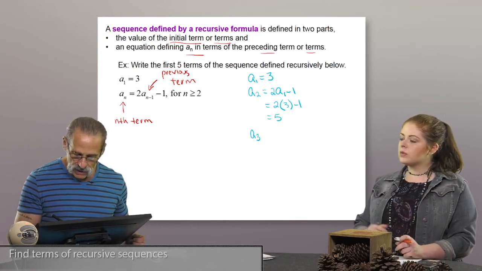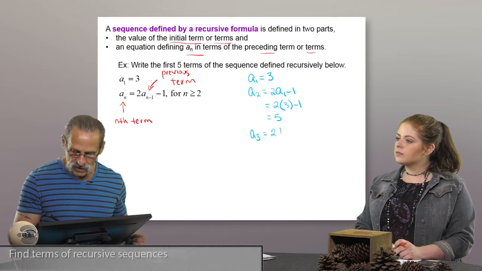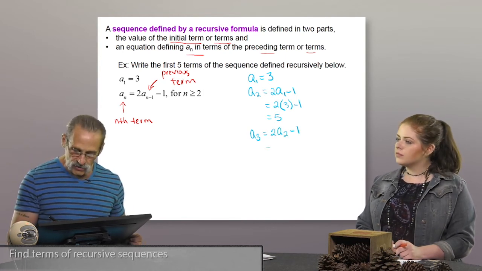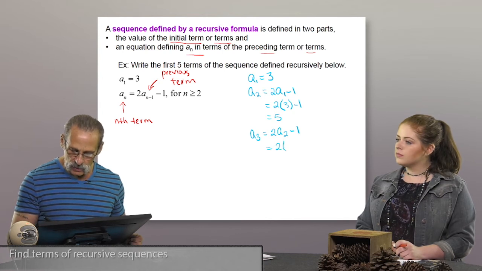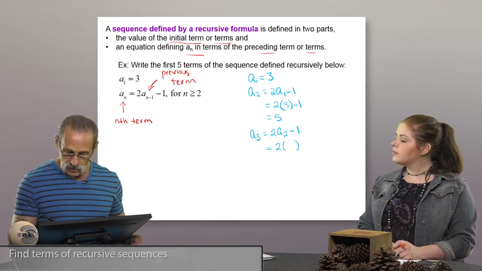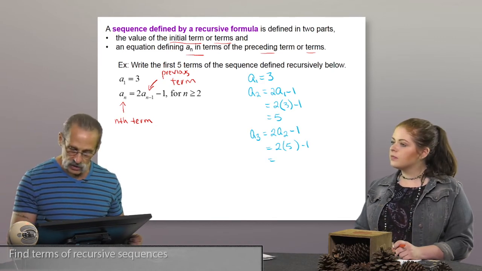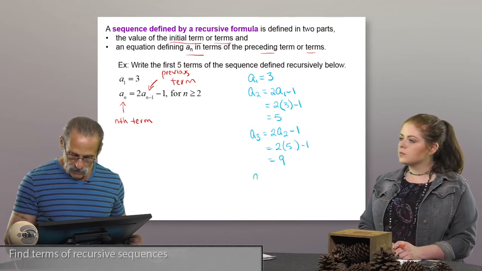For A3, again, I'll take 2 times the preceding term, which is A2, and subtract 1. So I just go to the preceding term and substitute it in for A2, and the preceding term is 5. So I have 2 times 5 minus 1, and that's 9. Very good. 10 minus 1.